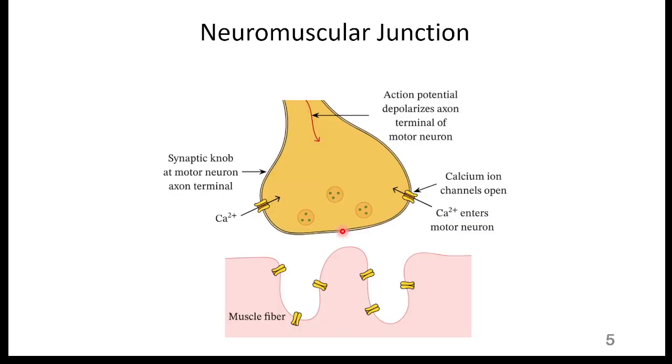Okay, this illustration shows the neuromuscular junction. This is the axon terminal of a neuron, which is in close opposition to a muscle fiber. There are physiological interactions between the neurons and the muscle fiber.